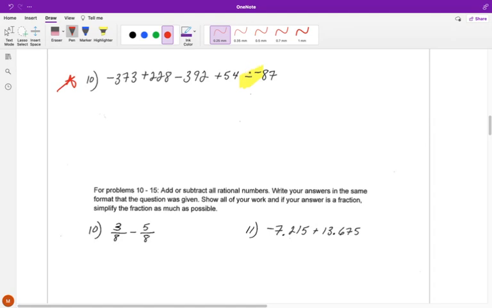So when we subtract that negative, or if I don't have no money, we know that the two negations offset each other, and we actually do have money. Or if we subtract the negative, we're taking the opposite of the negative. This actually turns to a plus. So I'm going to rewrite this as negative 373 plus 228 minus 392 plus 54 plus 87.